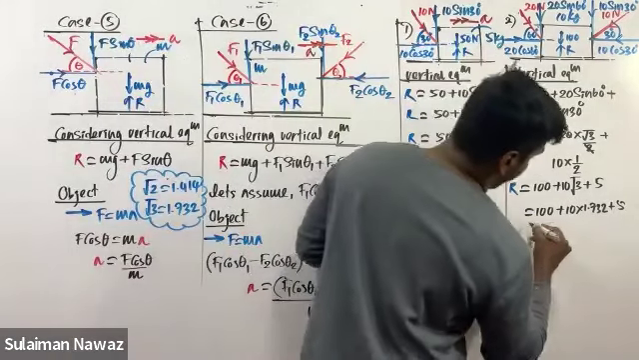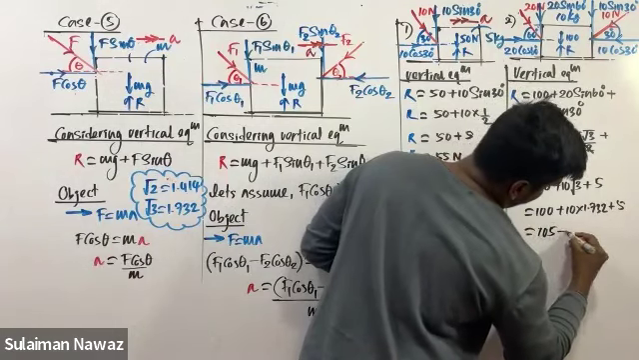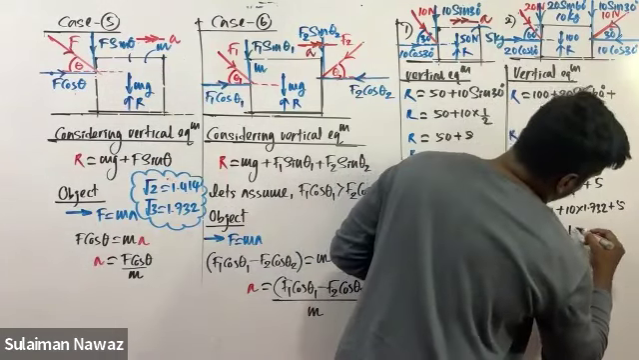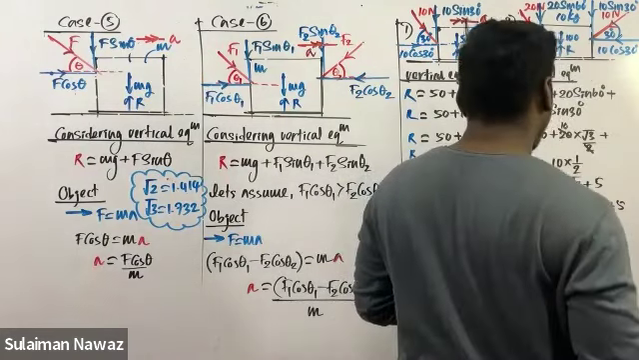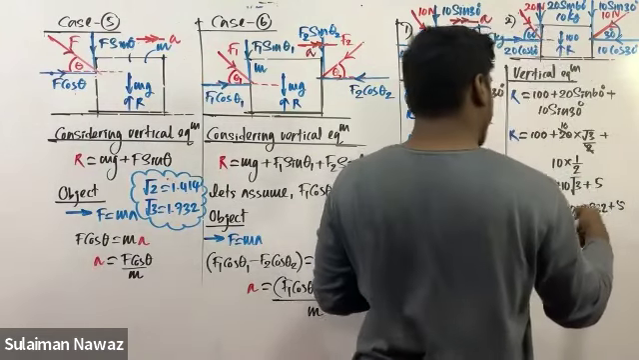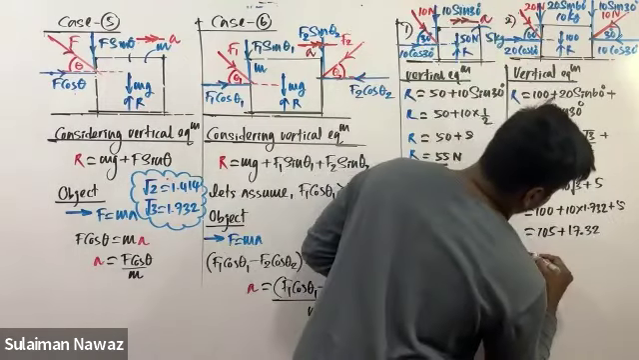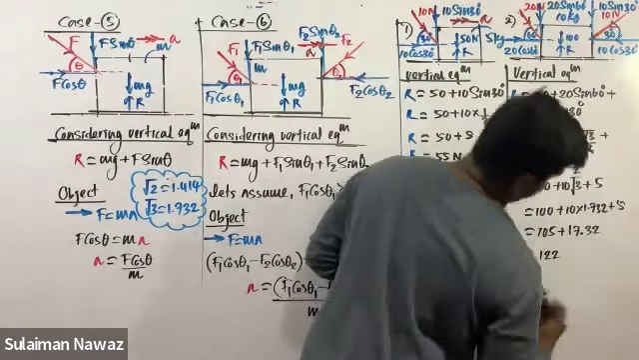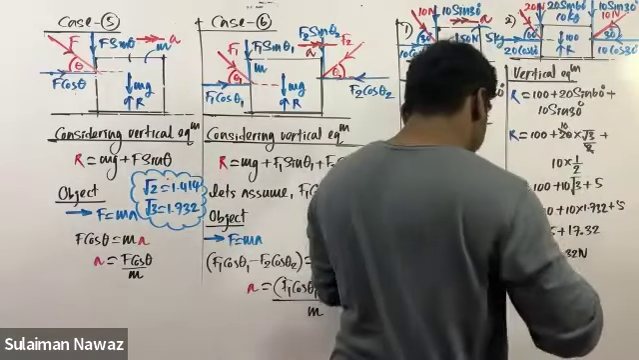Then finally we are ending with 100 plus 5 plus 17.32. 105 plus 17.32 means how much? 122.32 newtons. Hands up. Who got 122.32?